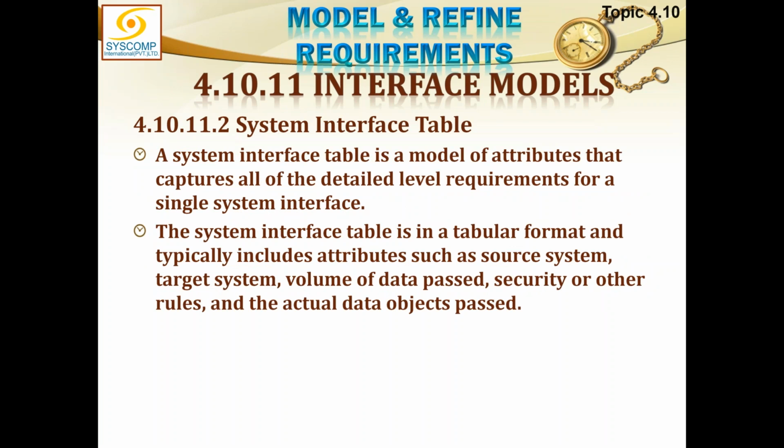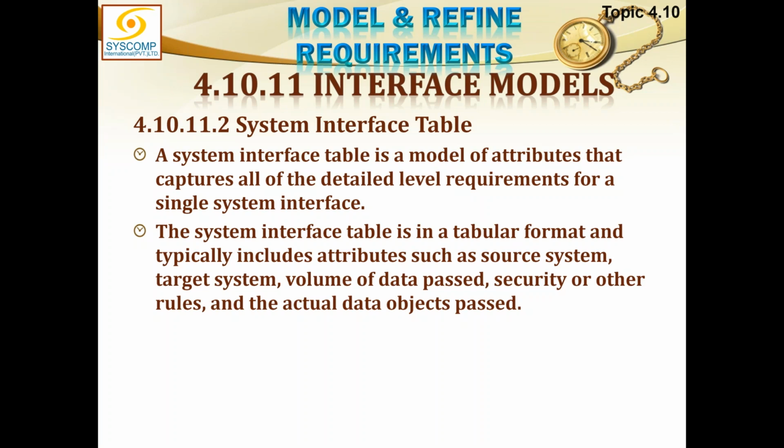Second is the system interface table. A system interface table is a model of attributes that captures all of the detailed level requirements for a single system interface. So for every system interface, there will be detailed level requirements. All the requirements about that single interface would be captured in this table. This is the system interface table.